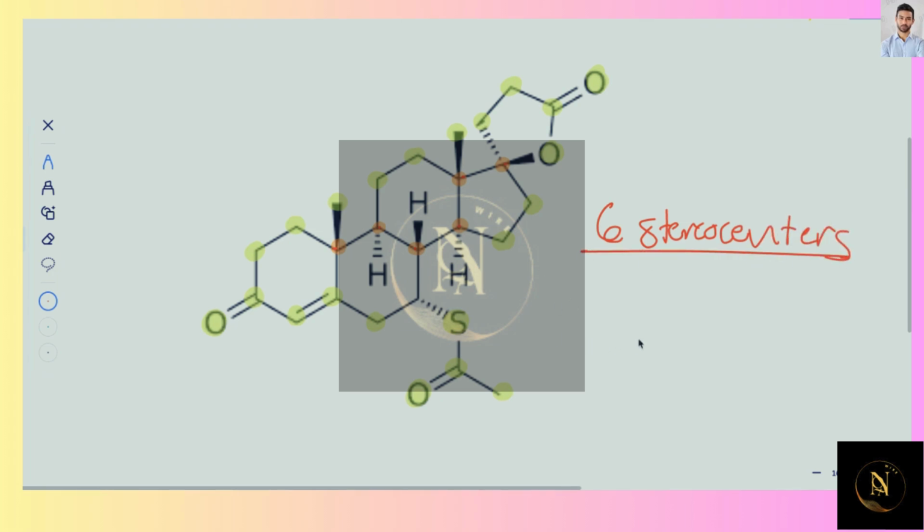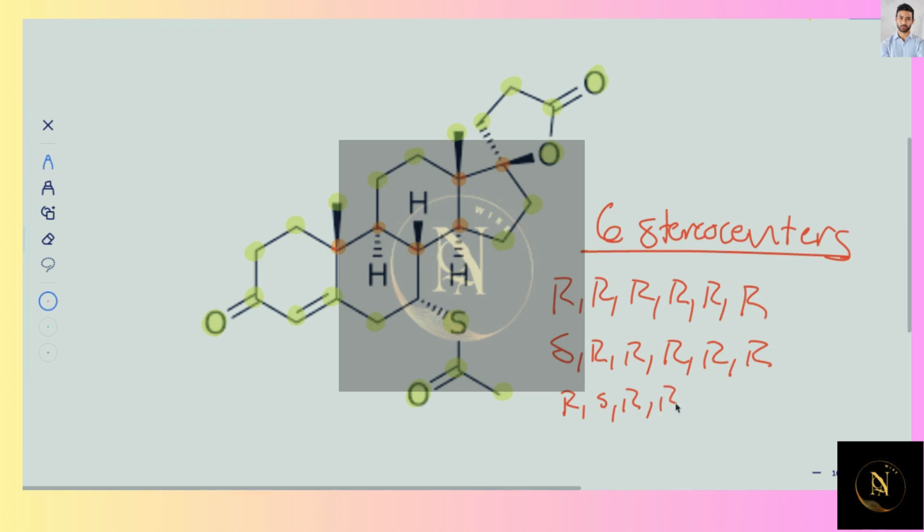So how many possible diastereomers could we have? Well, the idea is that we could have R, R, R, R, R, R. That would be 1. Then we could have S, R, R, R, R, R. That would be another. Then we could have R, S, R, R, R, R, and so on and so forth. Every single stereocenter that we identify could be one of 2 things, so you just get 2 to the number of stereocenters, which is 2 to the 6th.